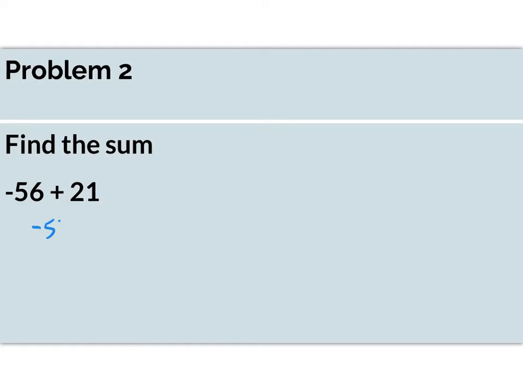Okay, we're going to line these up. Different signs subtract. So 5, 3. The larger overall number is 56. Take the sign of the larger number.